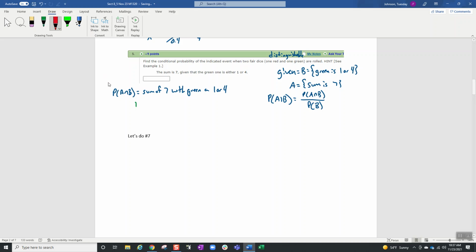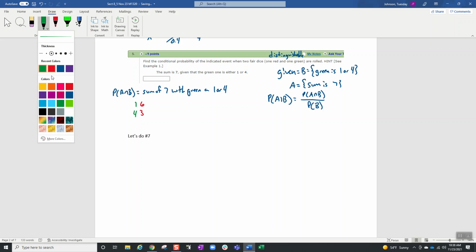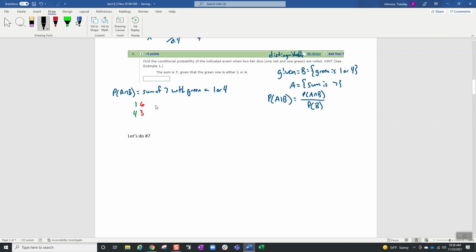All right, so if the green is a 1, the red has to be a 6 to get 7. If the green one is a 4, the red one has to be a 3 to get a sum of 7, right? The green one has to be a 1 or a 4. There's no other red number that we can add to 1 to make 7, and no other red number we can add to 4 to get 7 either. And so there's only 2 possibilities.